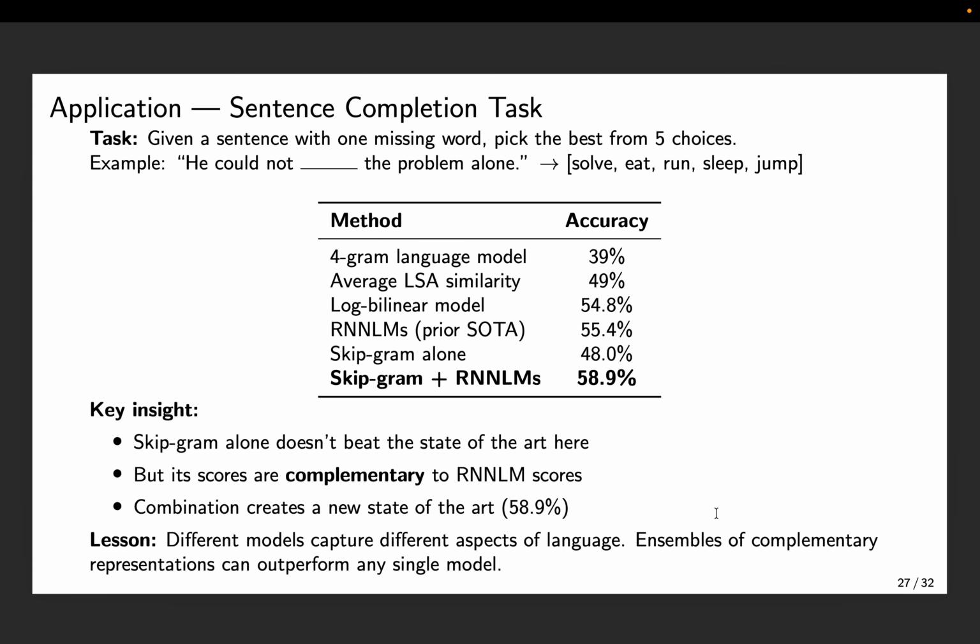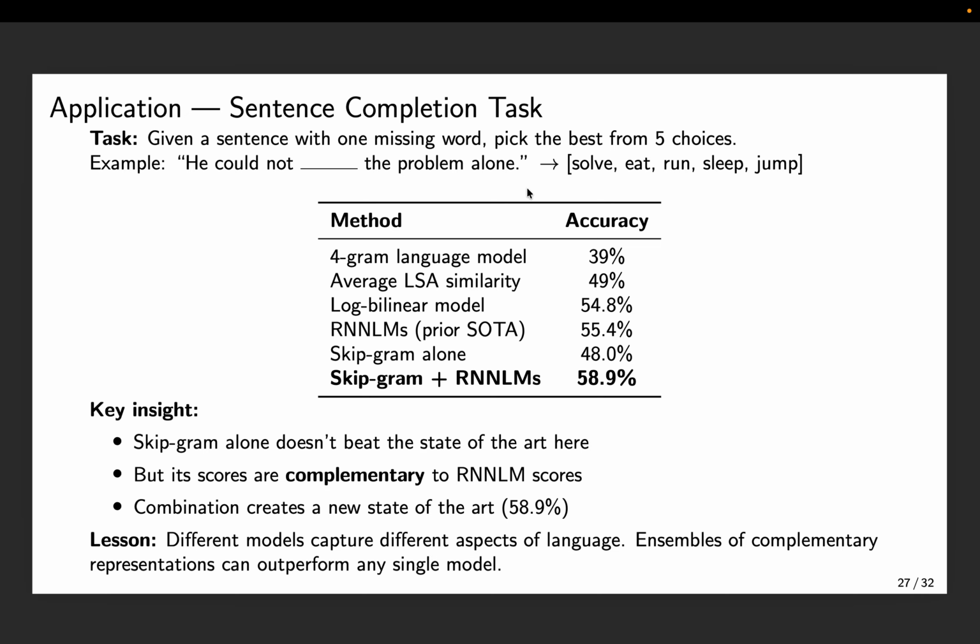Next slide, sentence completion challenge. Let's look at one more application, the Microsoft Research sentence completion challenge. The task is straightforward. You are given a sentence with one word missing, and a list of 5 candidate words. Pick the word that makes the sentence most coherent. For example, "He could not dash the problem alone." Choices: solve, eat, run, sleep, jump. The correct one is solve.